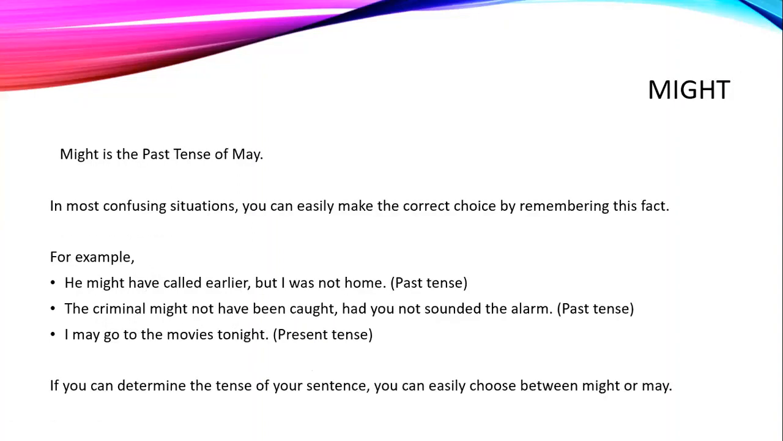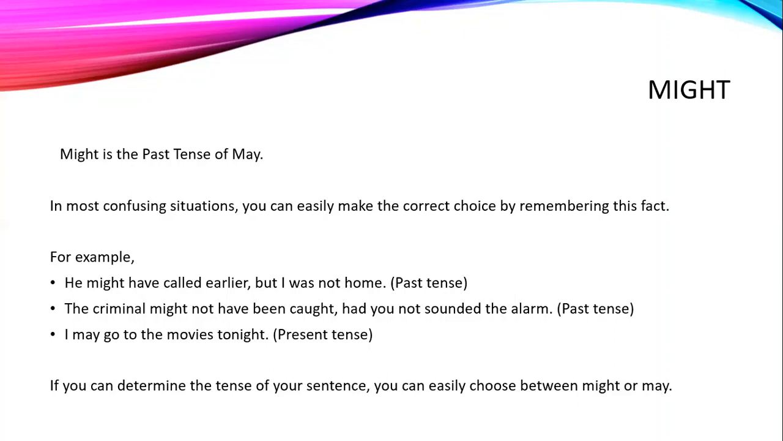Then, might. What is might? The most popular answer, and obviously the correct one, is that might is the past tense of may. Well, might is definitely a past tense of may. In most confusing situations, you can easily make the correct choice by remembering this fact: may is used in the present tense, and might is used in the past tense.